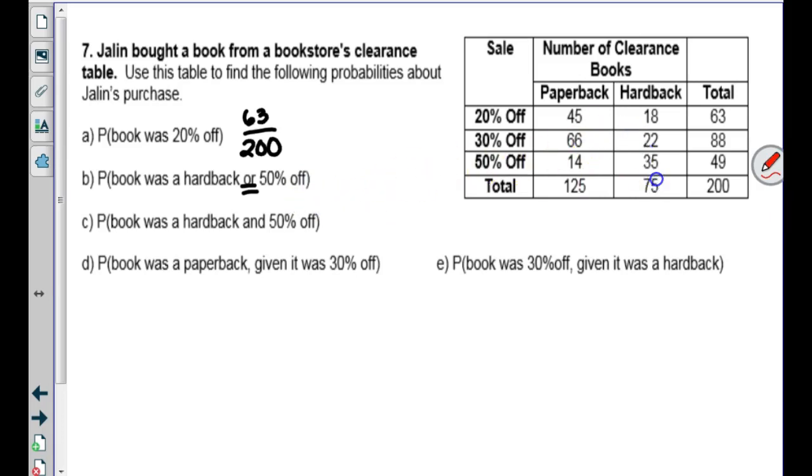we'd have 75 hardbacks plus another 14 that are 50% off. So 75 plus 14, or you could have added 18, 22, 35, and 14. Should give you the same answer. And that's 89 over 200.